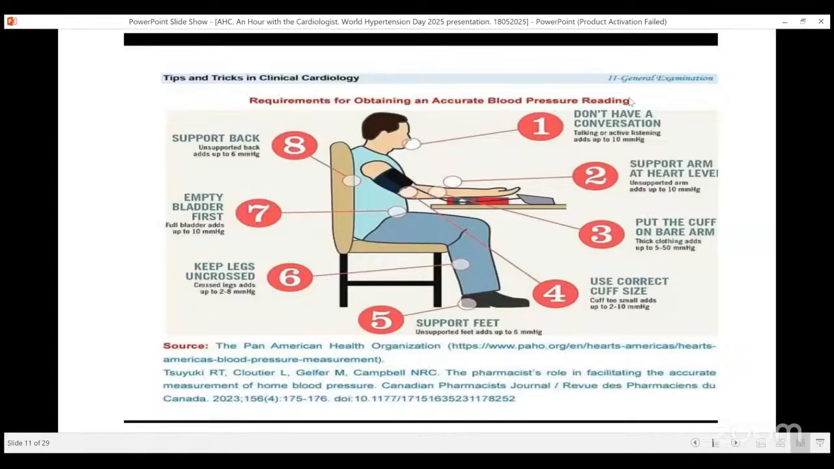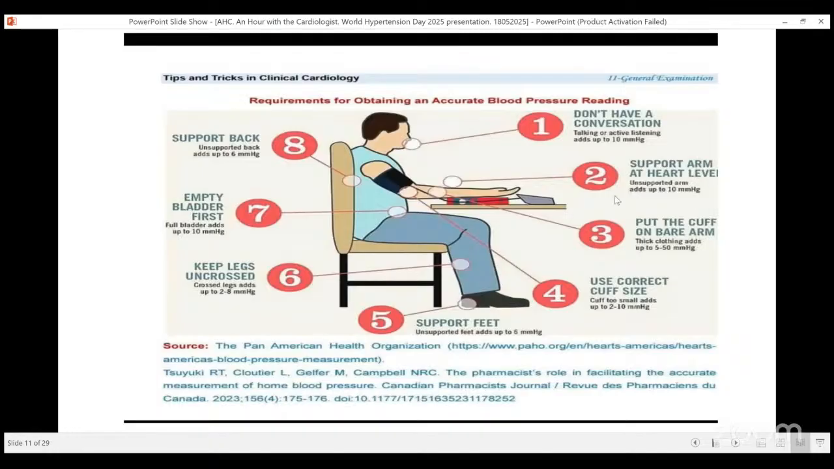Why? If you talk or you engage in active talking, it can increase your blood pressure by up to 10 millimeter mercury. So instead of your blood pressure reading 120 over 70, for example, it may read as high as 130 over 80, depending on what you're doing, the intensity with which you are talking or the intensity with which you are engaged in that particular activity.